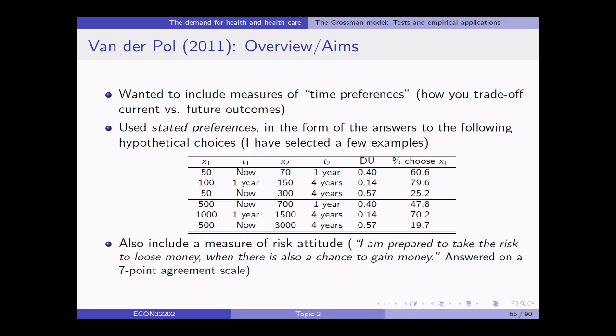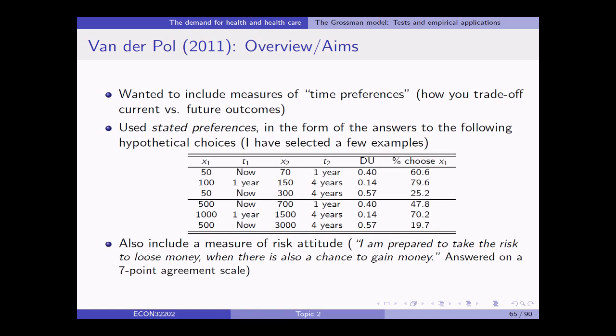Now, without going into too much detail, if you are interested, please do look at the paper. The study by Van der Pol used this idea of stated preferences. So in this survey data set, which was from the Netherlands, as I said, people were given a series of questions. So hypothetically, if I give you 50 euros now, or 70 euros in 1 year's time, which would you choose?